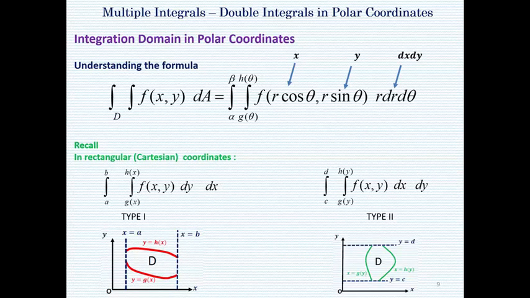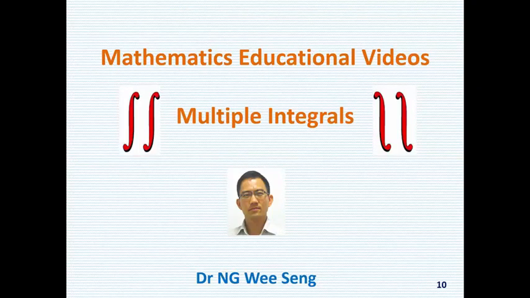Although we will not go through the proof of this formula, we can still make some sense of the formula. In the formula, we have r cosine theta and r sine theta. And that's because r cosine theta equals x, r sine theta equals y. That's the conversion formulas we have learned. As for r dr d theta, you can think of this as the dx dy counterpart. In a separate video, I will show you examples.